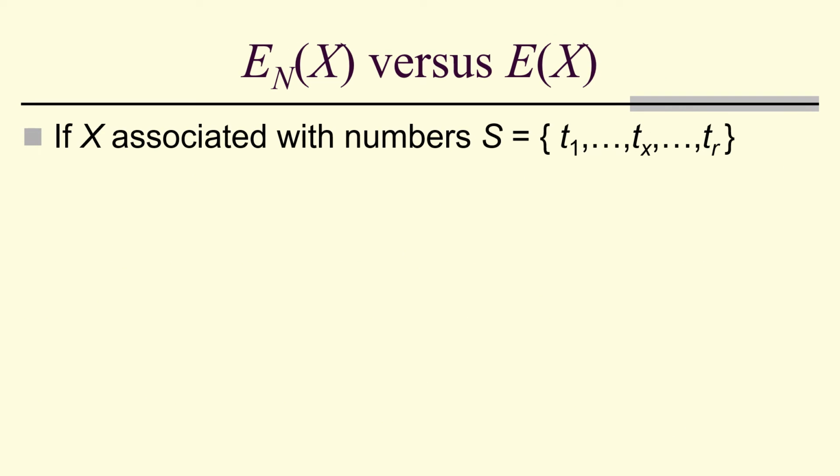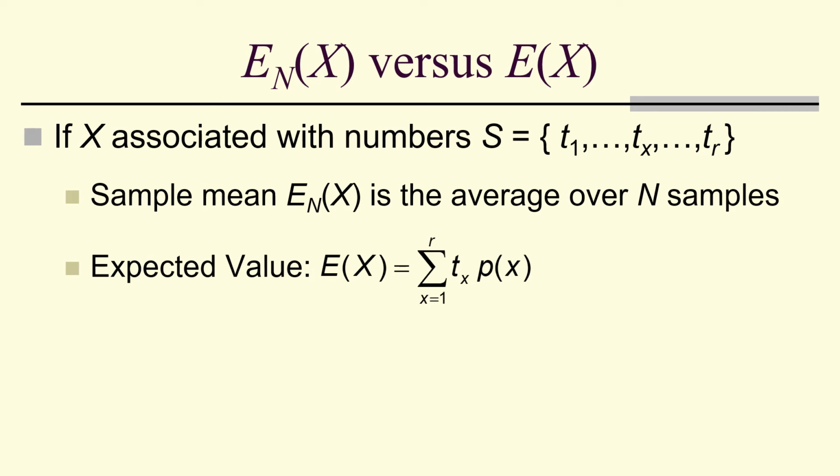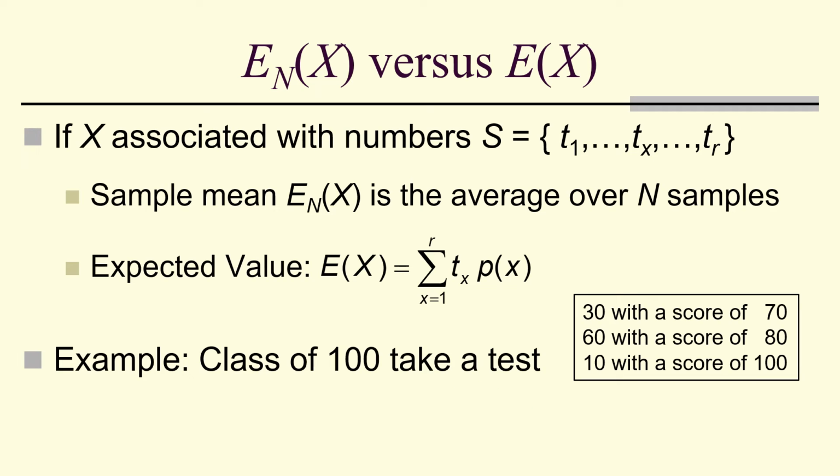So let's look at this sample mean versus the theoretical expected value. The sample mean is the average over n samples. The expected value is the sum over x equals 1 to r of t sub x times p of x. There is no n there. In other words, this is what we expect as we let capital N go to infinity in the sample mean. For example, suppose we have a class of 100 that takes a test, 30 get a score of 70, 60 have a score of 80, and 10 with a score of 100.